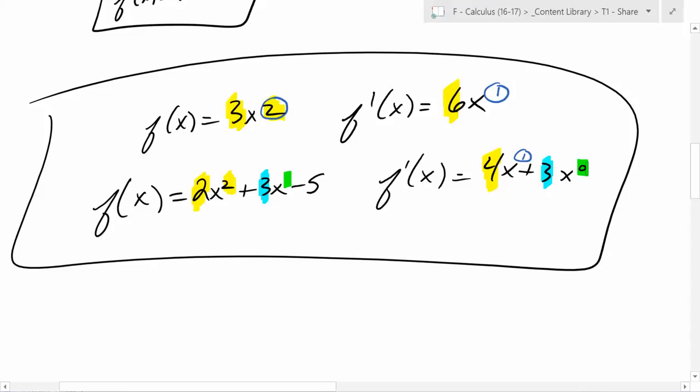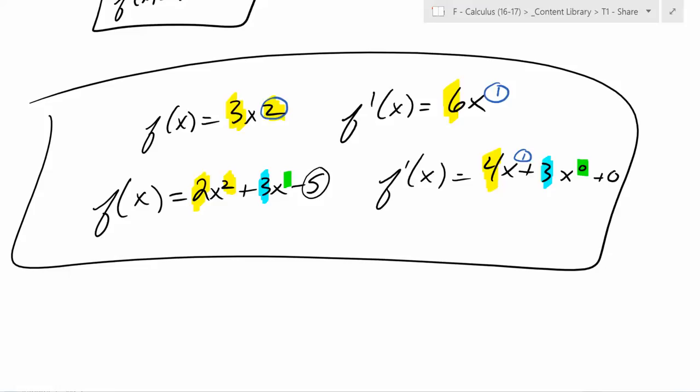So is there a pattern here? Yeah. So for example, what's that? That's a constant. What's the rate of change of a constant? What does constant mean? Not changing. So what's the rate of change of a constant? 0. It just became 0, right?